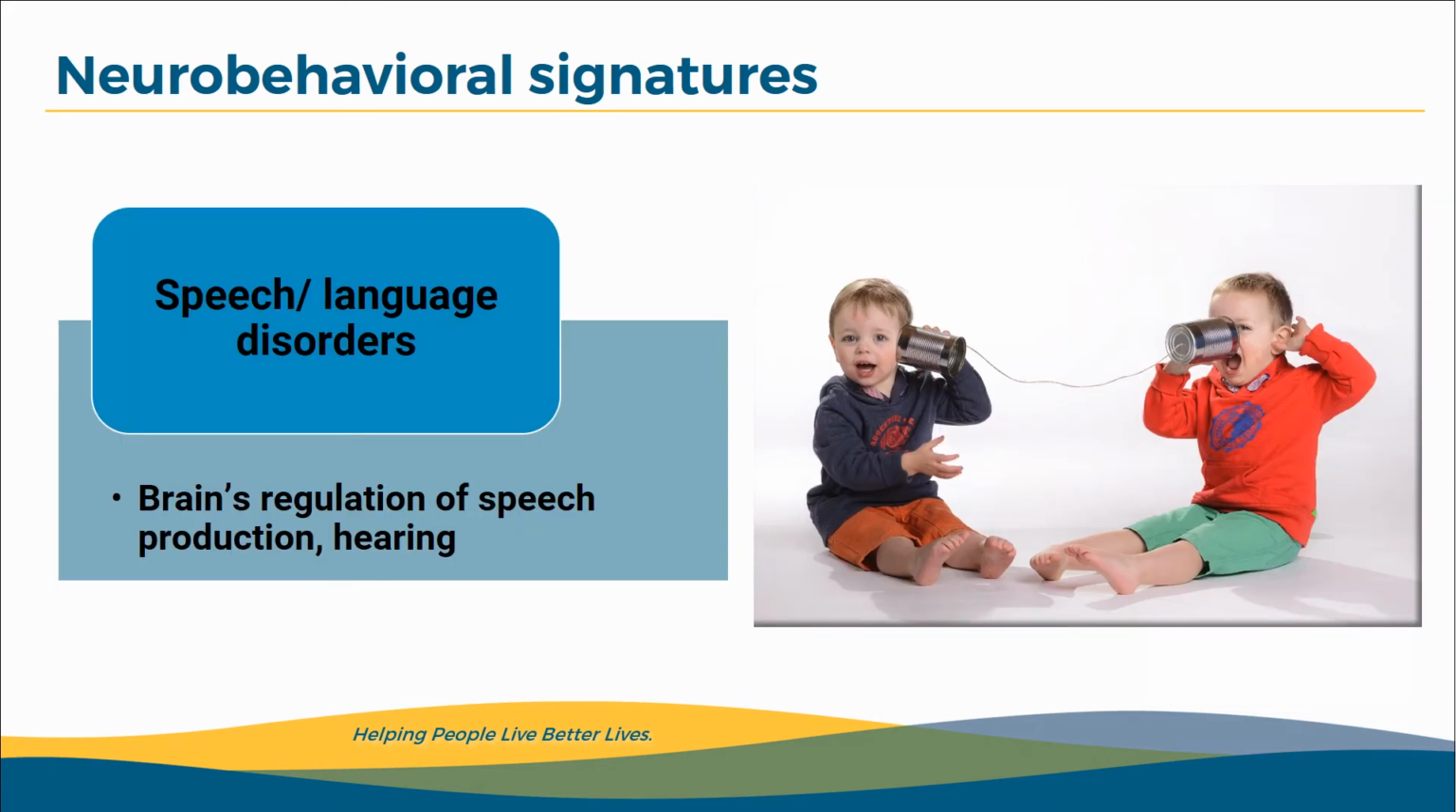Now let's consider speech and language disorders. High blood lead levels in childhood are associated with less activation in Broca's area, a region of speech production in the left hemisphere of the brain. High blood lead levels have also been associated with small but significant deficits in hearing and central auditory processing.